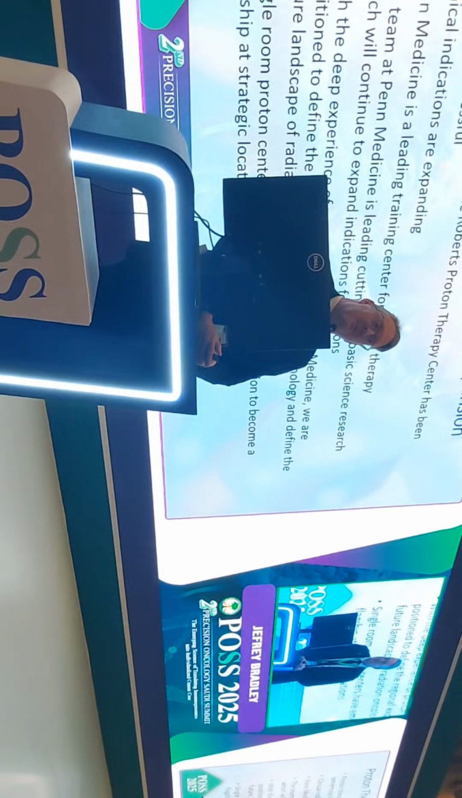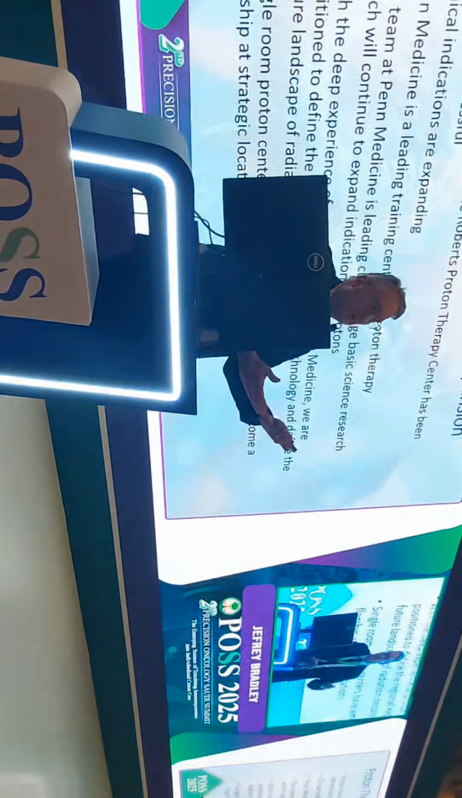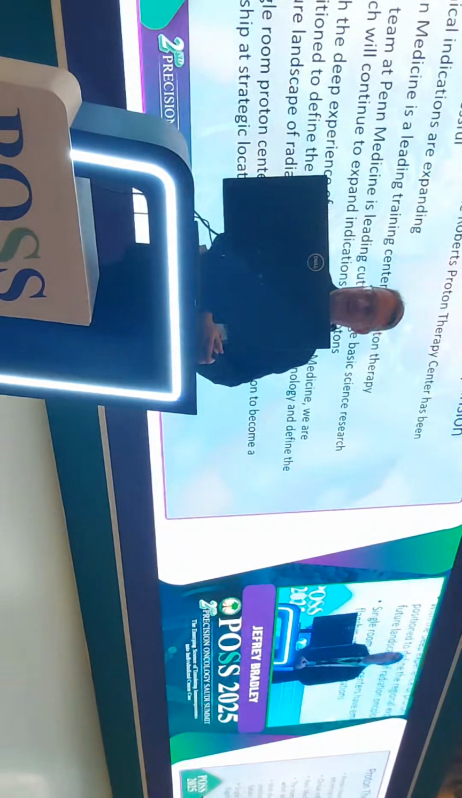Single-room proton centers are now mainly what's sold in the U.S. Many people aren't building multiple rooms, so you can buy a single-room center to put in alongside your linear accelerator-based center.